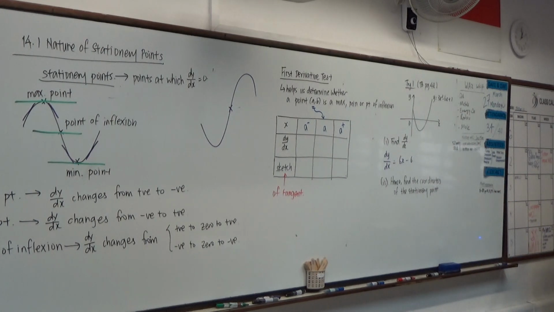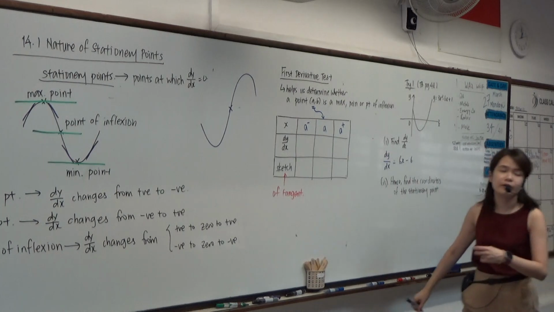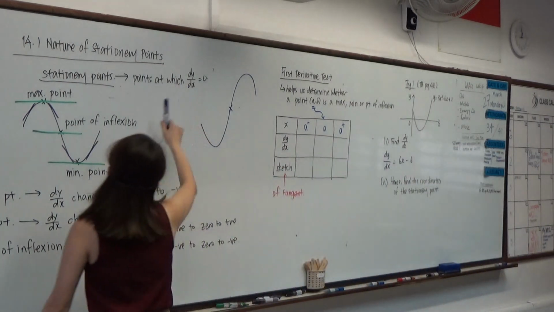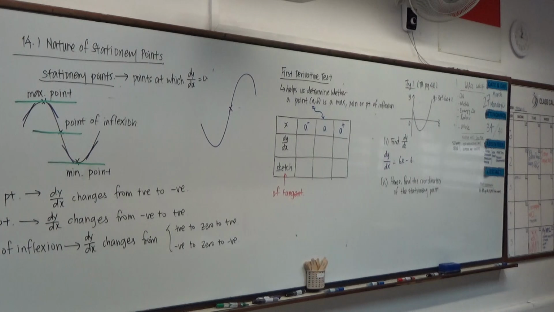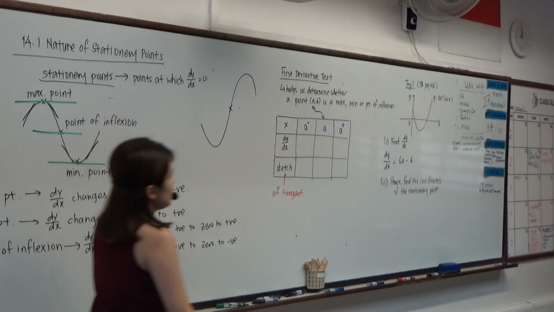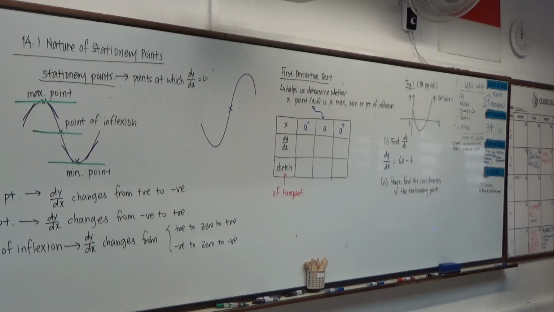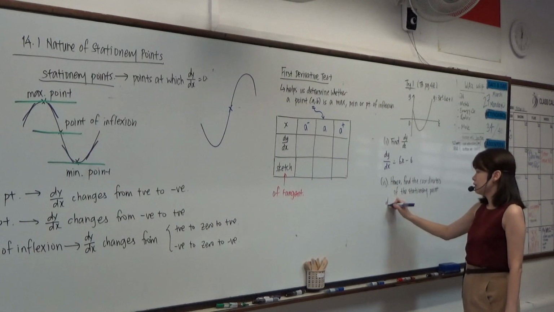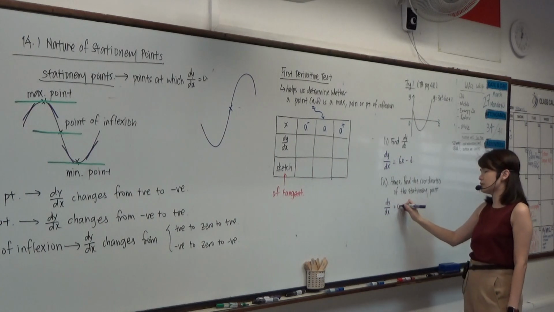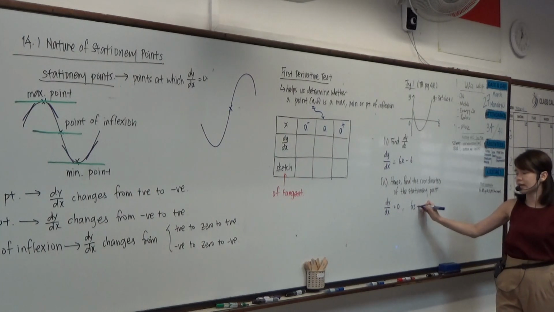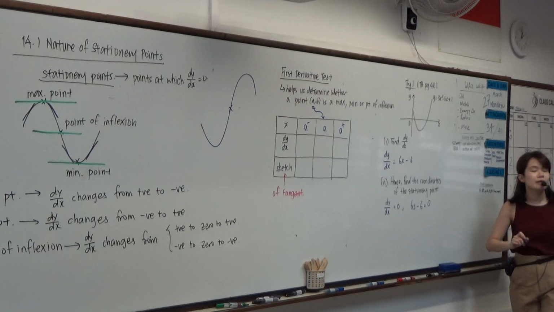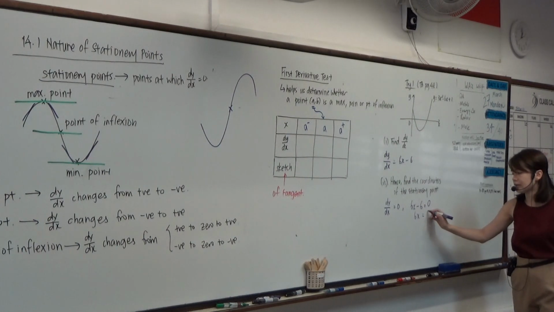So we understand that stationary points are points at which your dy over dx equals 0. It must be in a function, a curve like that. For a straight line itself, there's no maximum or minimum, there's no stationary points to talk about. So to find the coordinates of the stationary point, our dy over dx must be equal to 0. In other words, 6x minus 6 equals 0. Hence, we can solve to find out what is x.